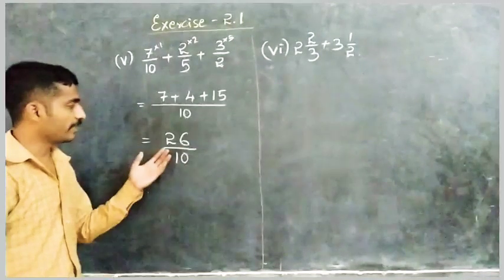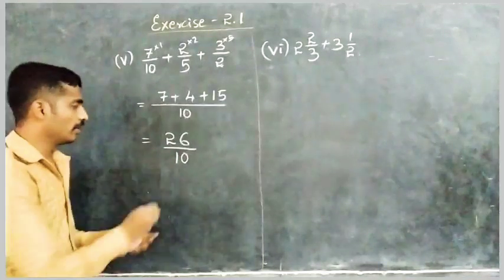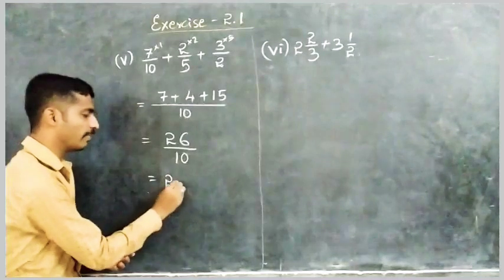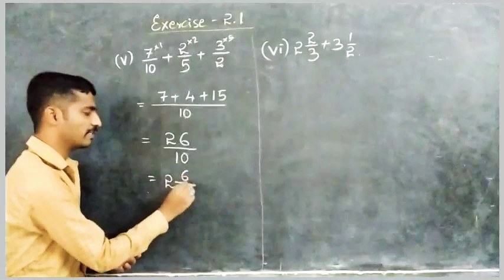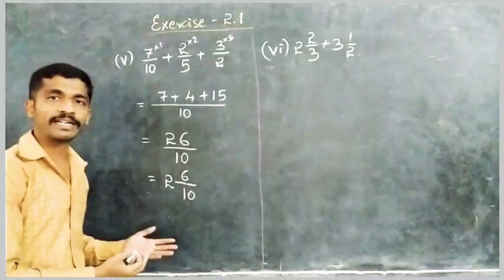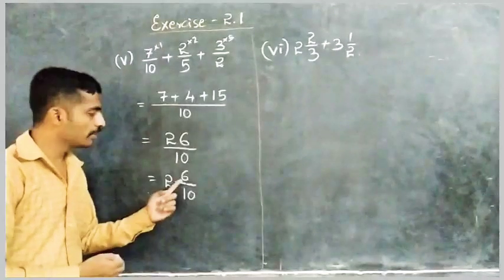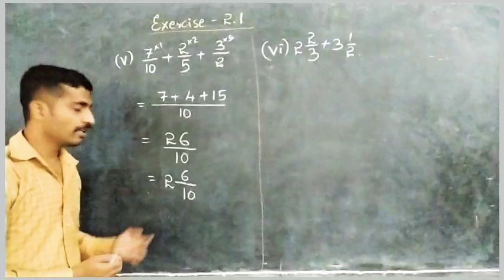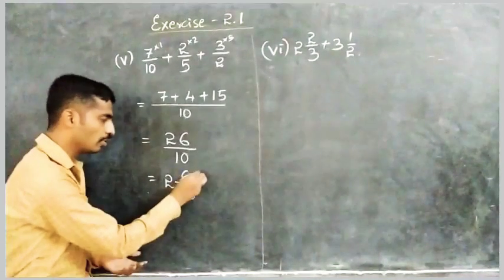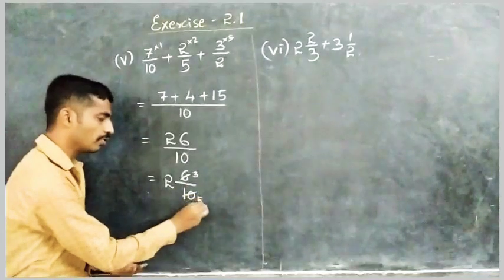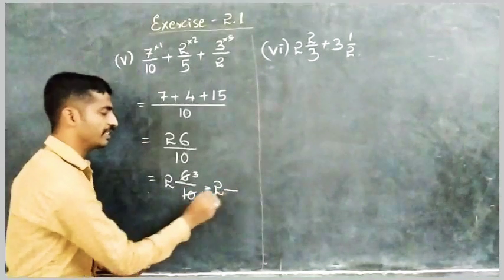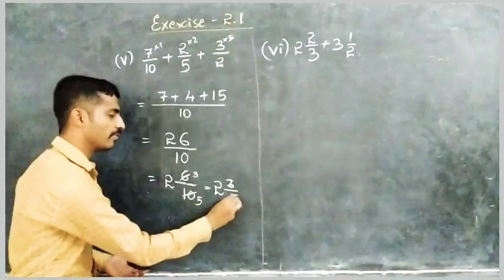Okay, so now is it possible to divide these two? Yeah, 10 2s are 20. What is remaining? 6 is remaining. So 6 by 10. So further we can simplify this. How? 6 by 10. In which table will you get it? In 2 table. 2 3s are 6, 2 5s are 10. So your answer will be 2 integer 3 by 5.